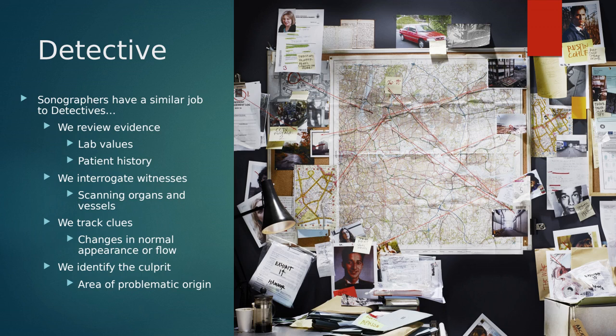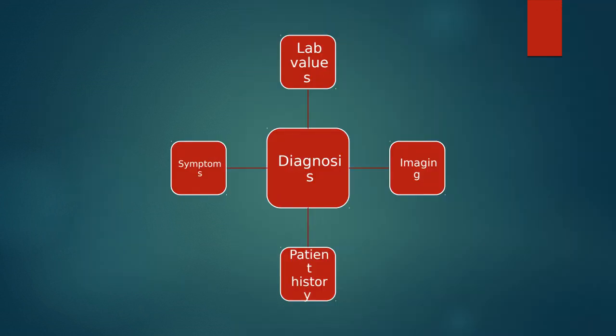We track our clues, so we're looking for changes in anything of that normal appearance. When we start learning about specific organs, we're going to learn about what looks normal, and then if something doesn't look normal, does that fall into the category of an abnormality? So everything that we do in ultrasound is in comparison to a normal appearance. So we're looking for changes in that appearance. We then can identify the culprit, so we can find out where that problem is coming from. We can get the answers necessary by using all of that previous information to help us. Here's our nice little chart helping us get right to the diagnosis for our patient.